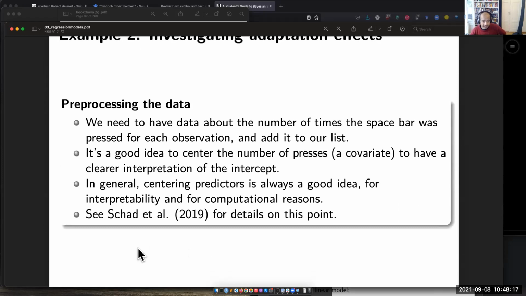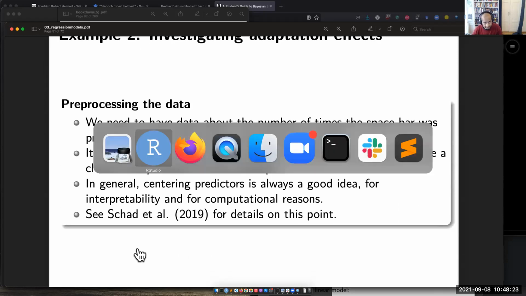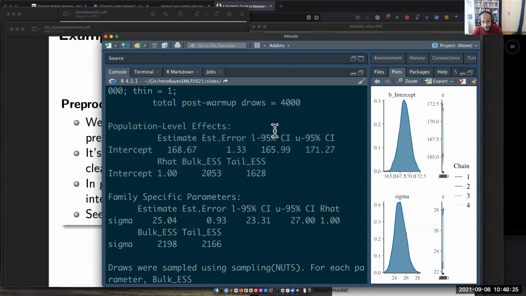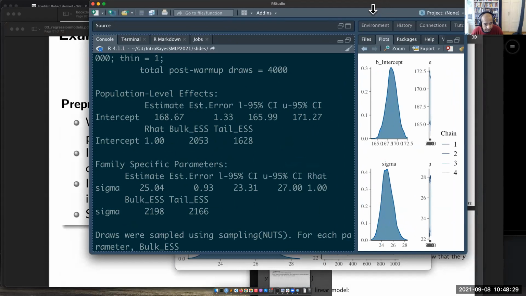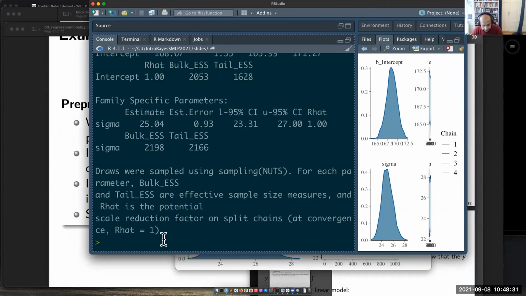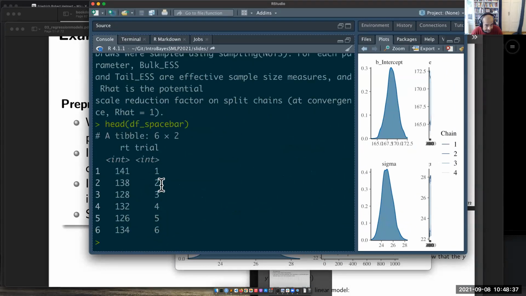What we have in the data is the reading times, but also the trial ID. So what we're going to do first is, if you look here, if you look at the data, we've got trial ID here, and we've got the button pressing time here. The first thing we're going to do is center the trial ID.